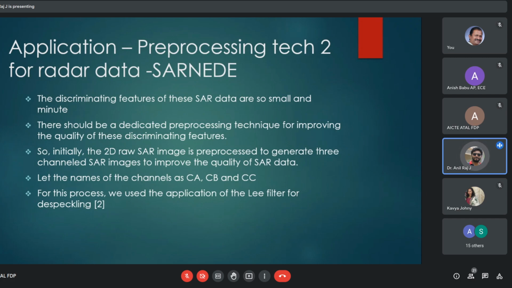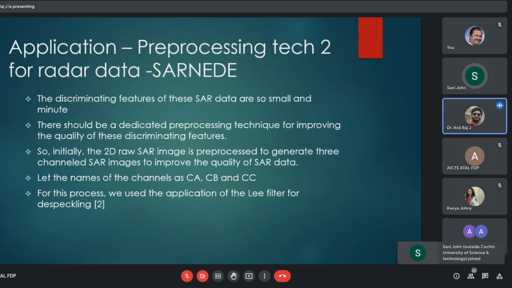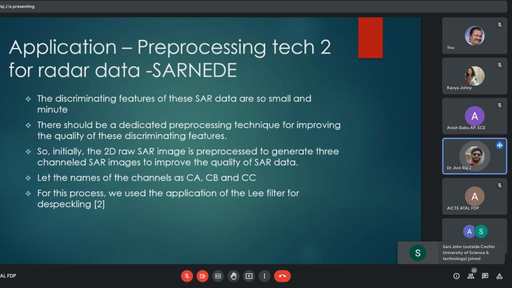The main problem is that these normal pre-processing methods may destroy the discriminating features. Since these discriminating features are so small, we can't directly use the classical noise removal or quality improvement techniques that are already applied to normal RGB color images. We can't extend these to SAR data or radar signal data. So we have to focus on the processing, and on improving the quality of the features of the radar data.